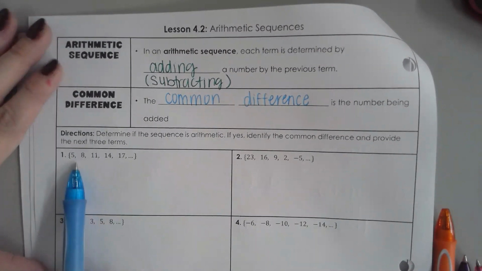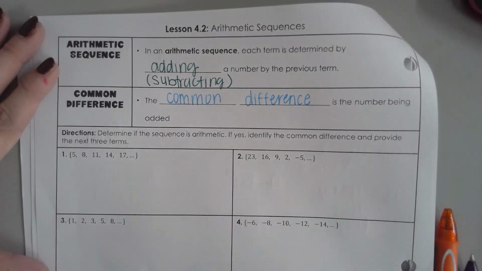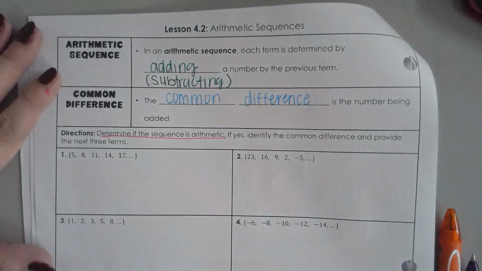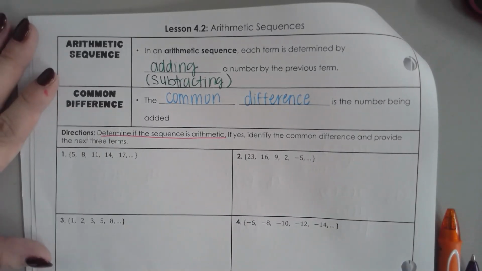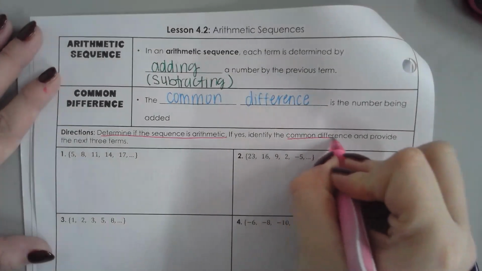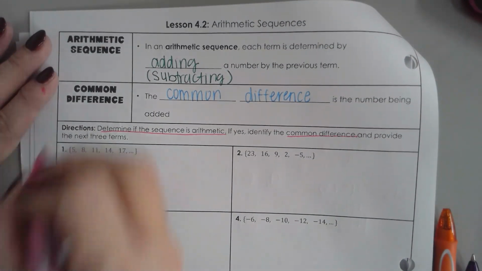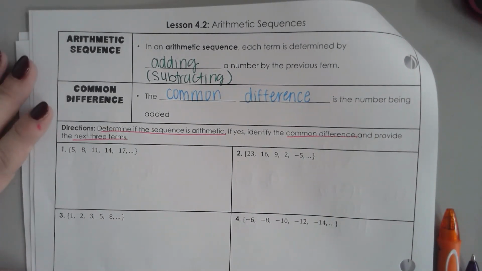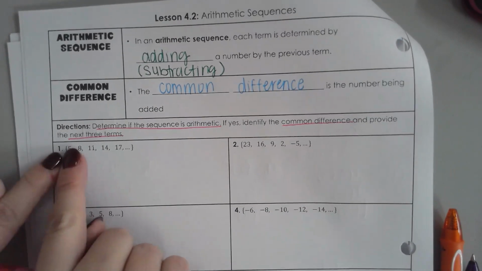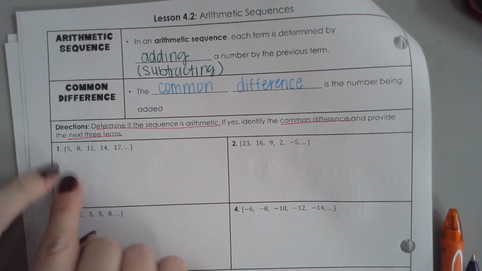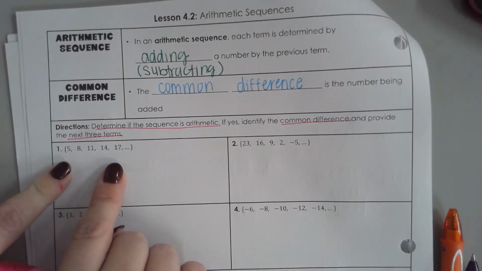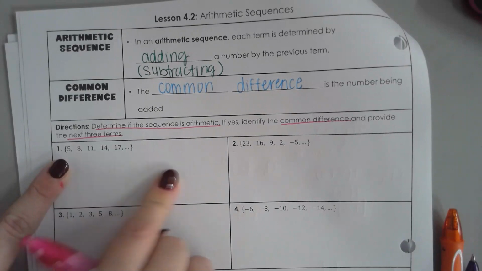So here in number 1, we have a few things we're doing. First off, we're looking to see if it's arithmetic. Is it adding or subtracting the same number every time? If it's yes, then I'm going to put what the common difference is, and I'm going to write out the next 3 terms. It's very important that you look at all the numbers all the way across because I might try to trick you and it might be plus 2, plus 2, plus 2, plus 4. You got to check all the way.